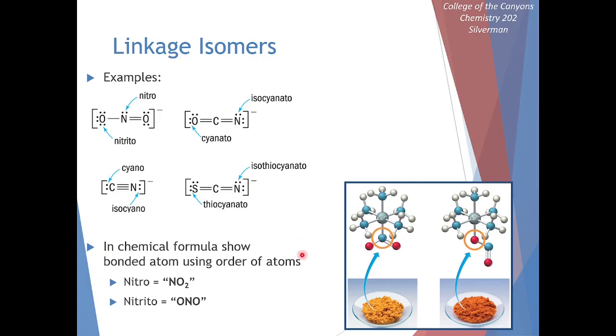When writing the chemical formula, we can write our bonding atom first in the chemical formula. NO2 would refer to the nitrogen attached to our metal. If you have ONO written out instead, this would imply the oxygen is bonded. We have that nitrito ligand instead of the nitro ligand.